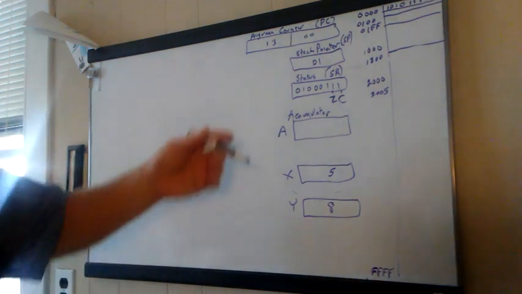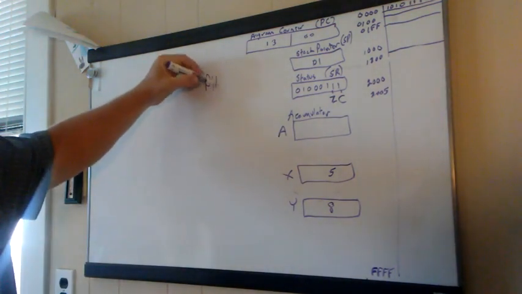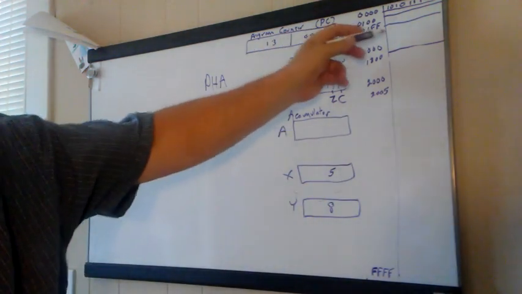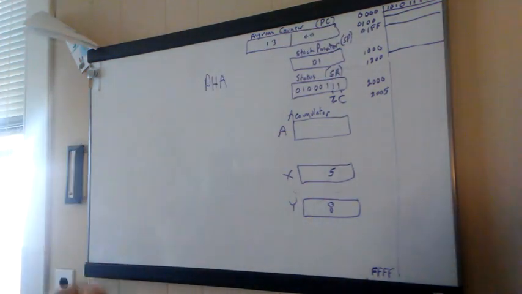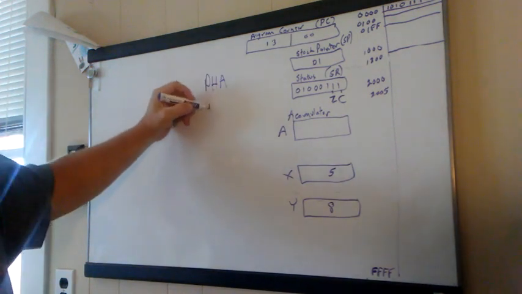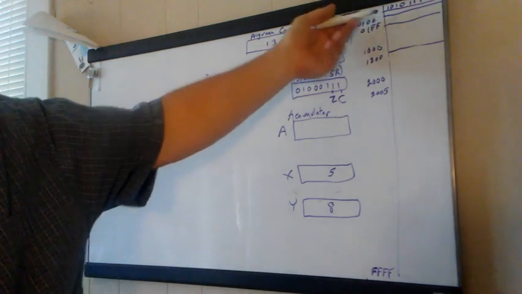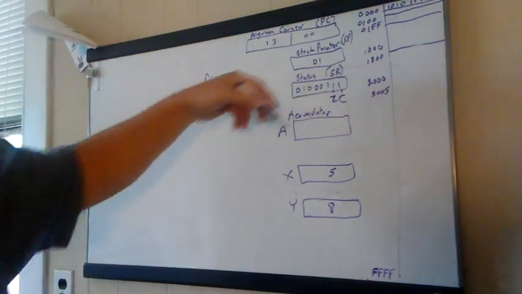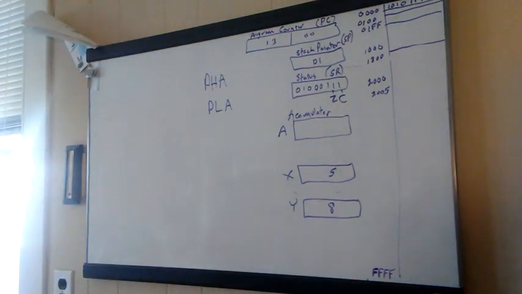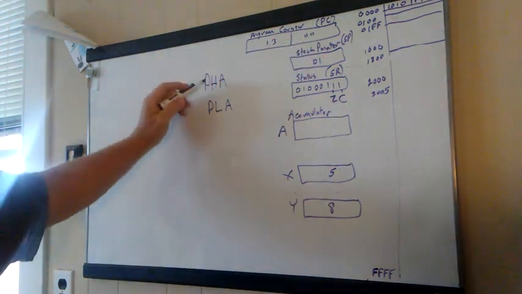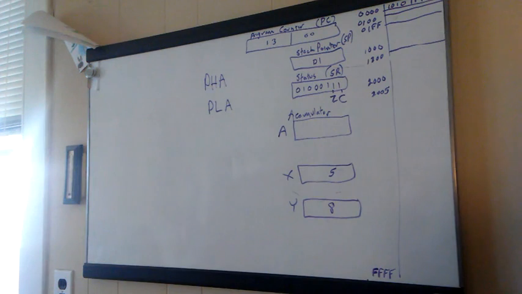I talked before about the stack pointer. You can push the value in A onto the top of the stack, and you can pull the value off the top of the stack, whichever one happens to be on top, back into the accumulator. And that's how you deal with the stack. The stack pointer just takes care of itself. That's all done under the hood with these commands.